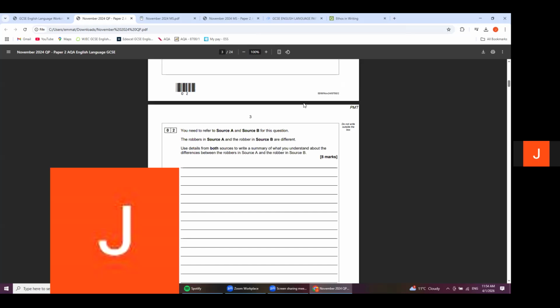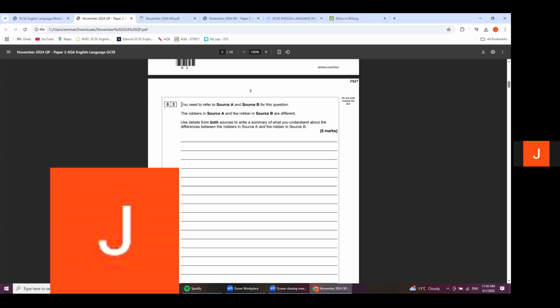On to question 2. Now, you need to refer to source A and source B for this question. So we need to look at both sources. The robbers in source A and the robber in source B are different. So we've got a similar focus. We're looking for a particular focus, and it's relatively similar in both sources. However, note the plural, the robbers, with the singular robber there. So that's our focus in source A, and that is our focus in source B.